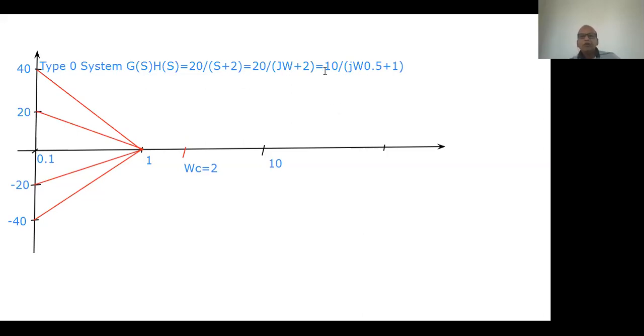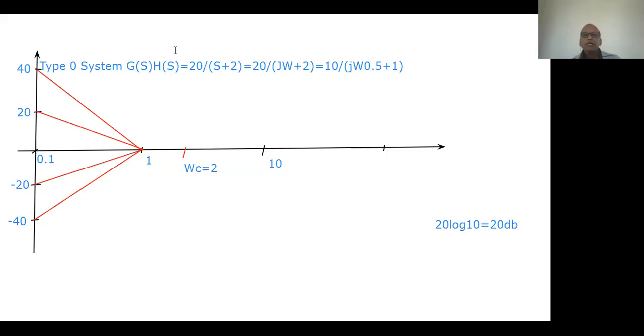First draw its magnitude, that is 20 log 10 to the base 10, equal to 20 dB. This is the 20 dB. Draw a straight line parallel to the frequency axis. That is the magnitude line. Slope is equal to 0 dB per decade.